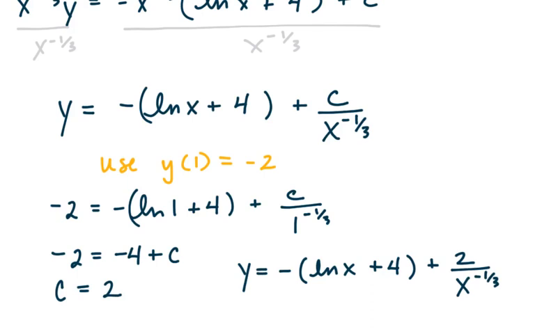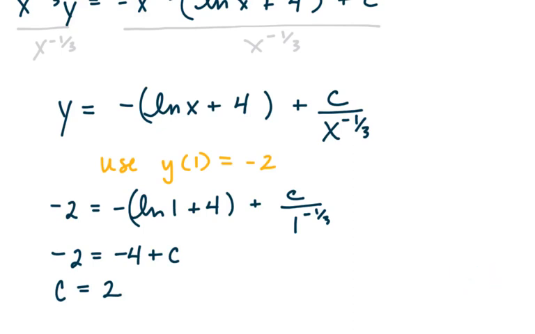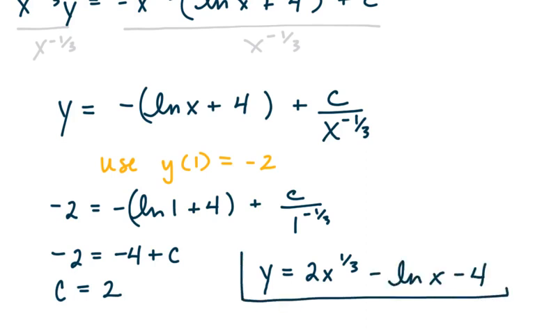And that's our final answer here, but because I'm out of space on my page and I can't scroll down anymore, I'm just going to erase it and rewrite it a little bit more cleaned up. If you want to rewind and look at what I had, that's fine, but I might write my answer more like this. So the particular solution to this initial value differential equation problem is that y equals 2x to the 1/3 minus the natural log of x minus 4.